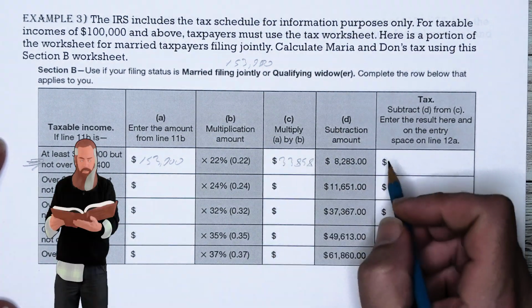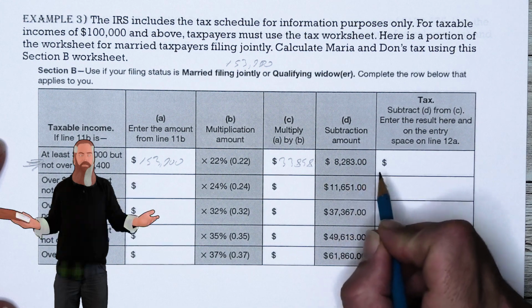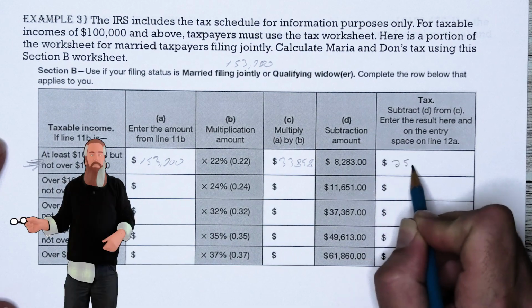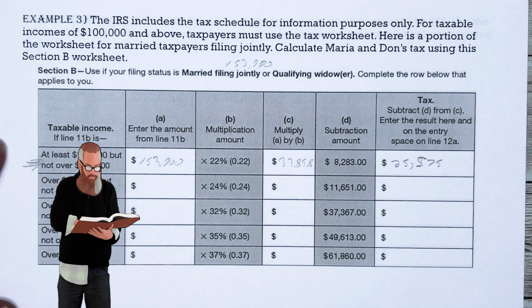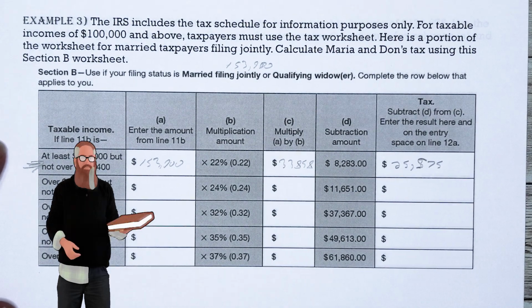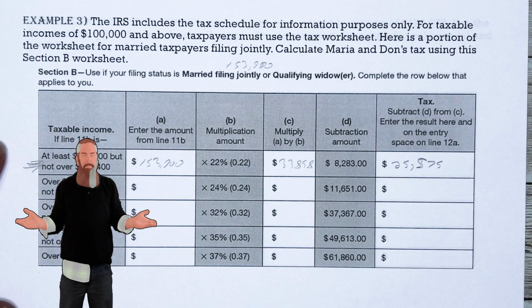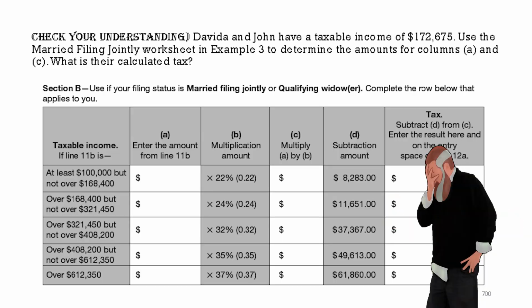to get $33,858. Column D says to subtract $8,283 from the amount that was just calculated. This is going to leave us with $25,575. Maria and Don owe $25,575 in taxes. This agrees with the amount they computed using the tax schedule. Let's check our understanding of this.